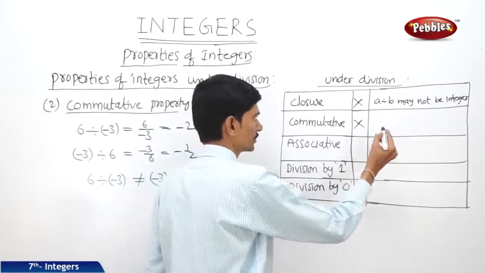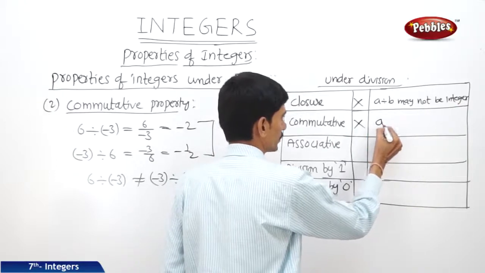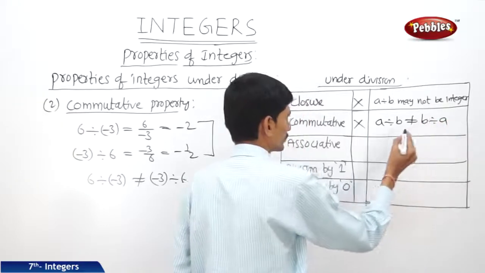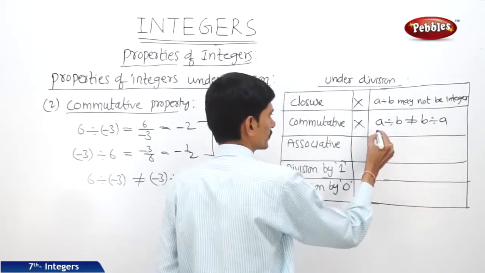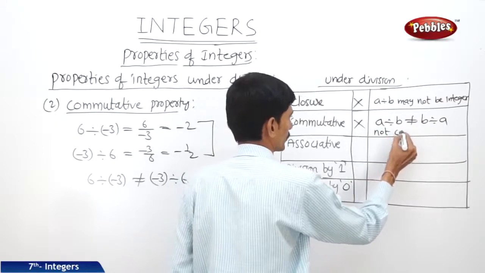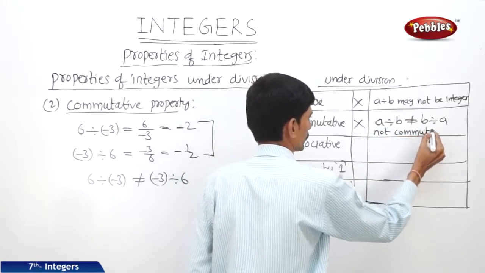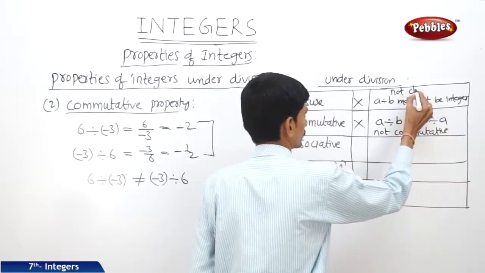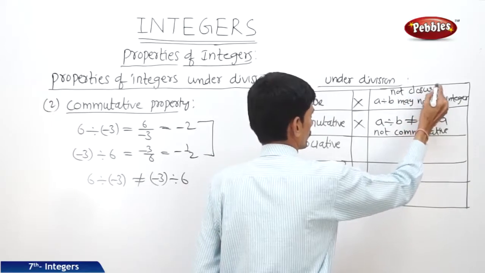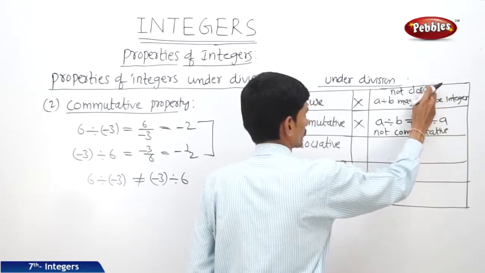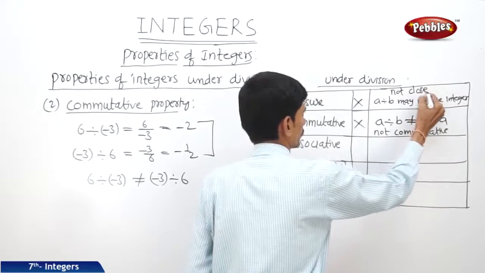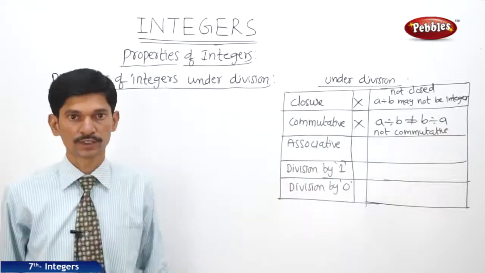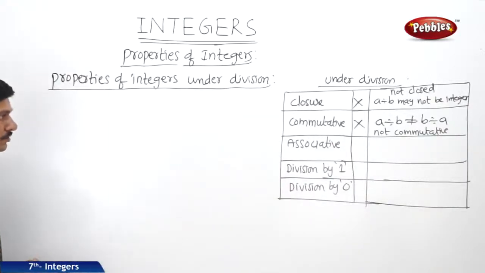So for any two integers a and b, we can write a divided by b is not equal to b divided by a. So integers are not commutative. Integers are not closed under division, and integers are not commutative under division. Now let us see the third property, that is associative property.